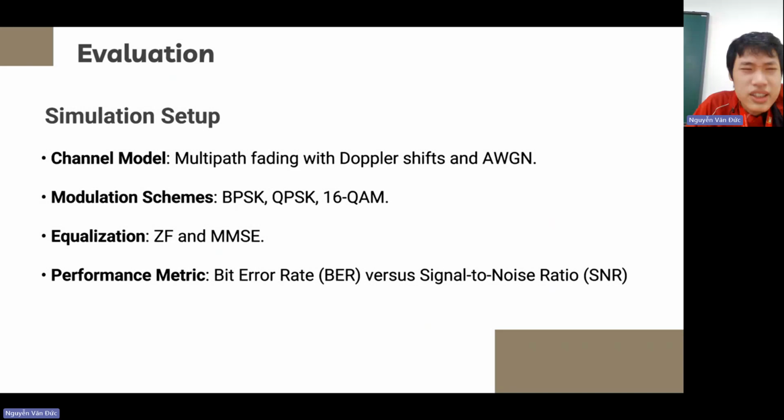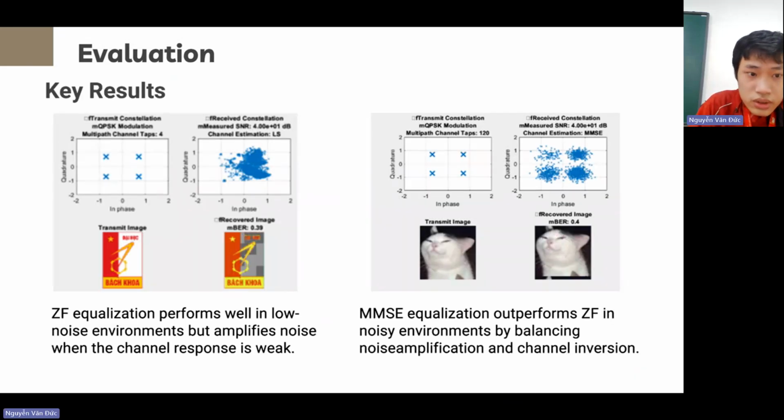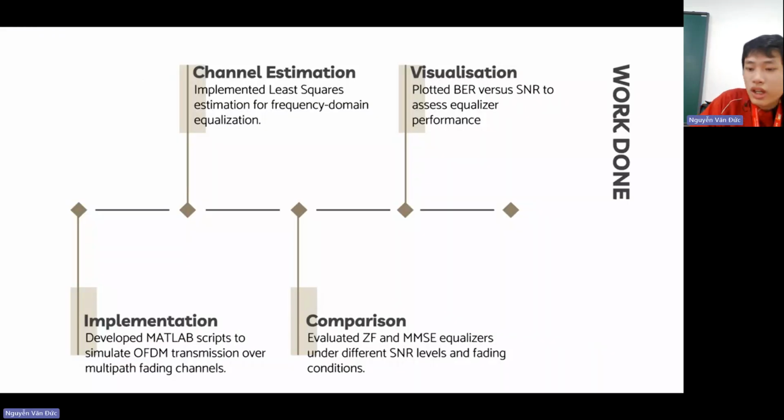Next is the evaluation. We have the simulation setup, channel model, modulation scheme, equalization, and performance metrics. This is BER and SNR. This is the key results. So what have we achieved in this topic? First is the implementation, which is developing a MATLAB script to simulate OFDM transmission over a multipath fading channel.